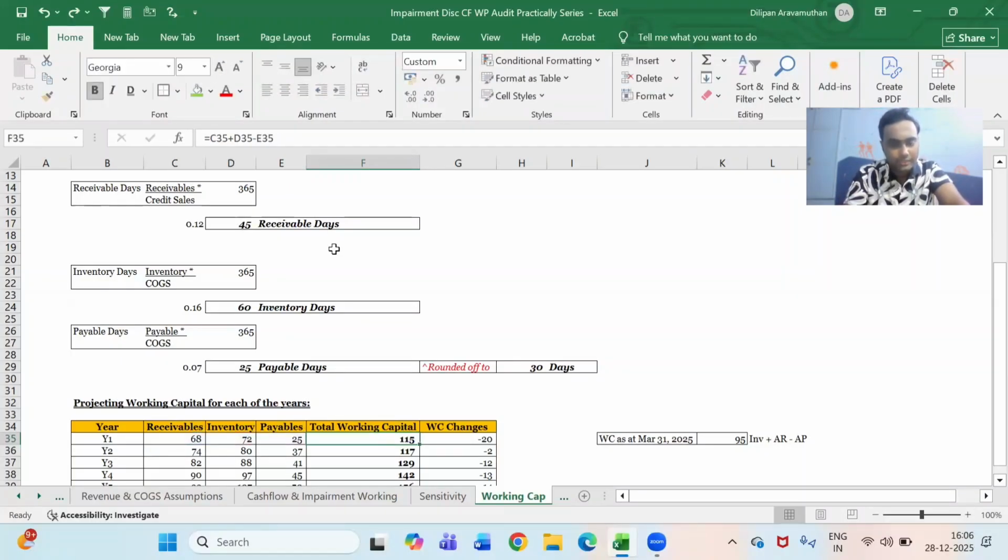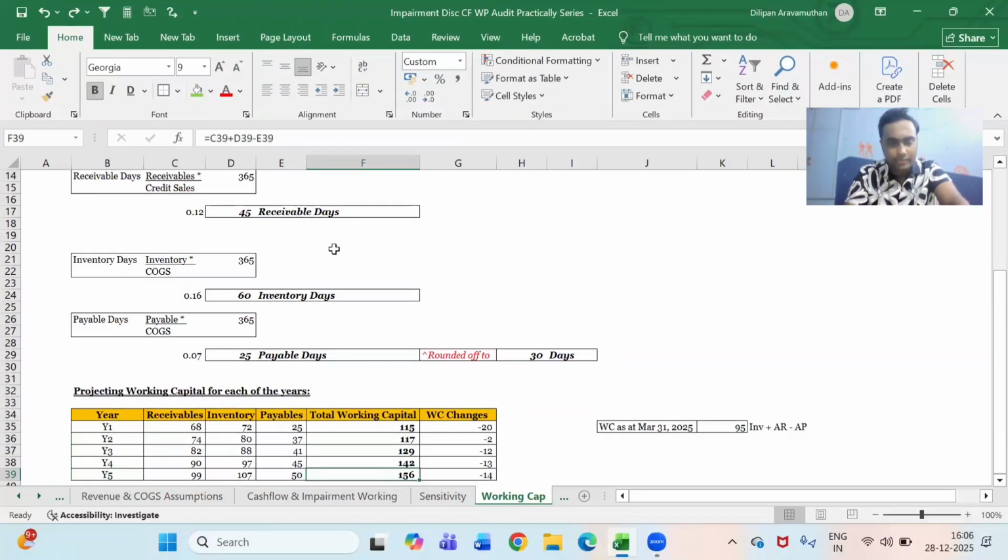And we get the total number here. We get the total working capital for year 1, we get the total working capital for year 2, we get the total working capital for year 3, we get the total working capital for year 4, we get the total working capital for year 5. I hope that is very clear, guys. We got the total working capital for year 1, year 2, year 3, year 4, and year 5.